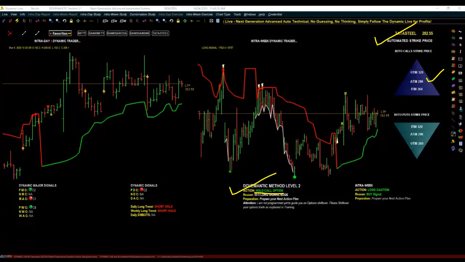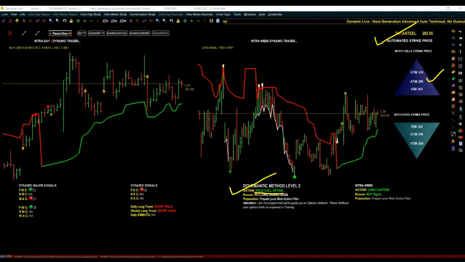You told him which stock. You said Tata Steel. You told him what to do. You told him buy call option now. Which strike price? You said 280 strike price. Everything you have already mentioned. Right? So that is all that you have to say, and then he will simply place the order.